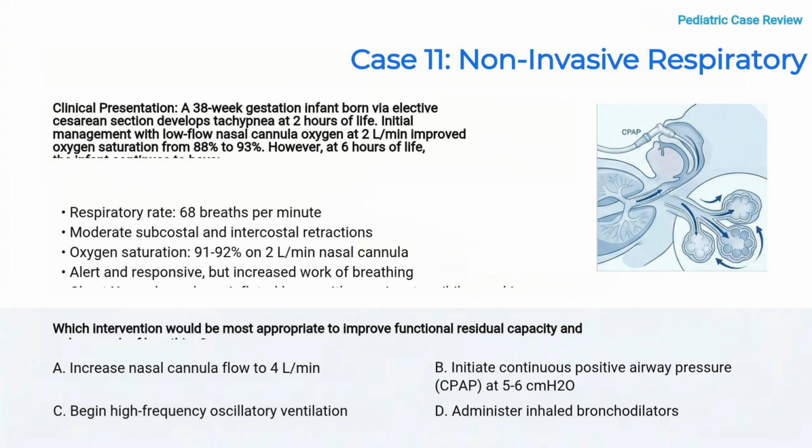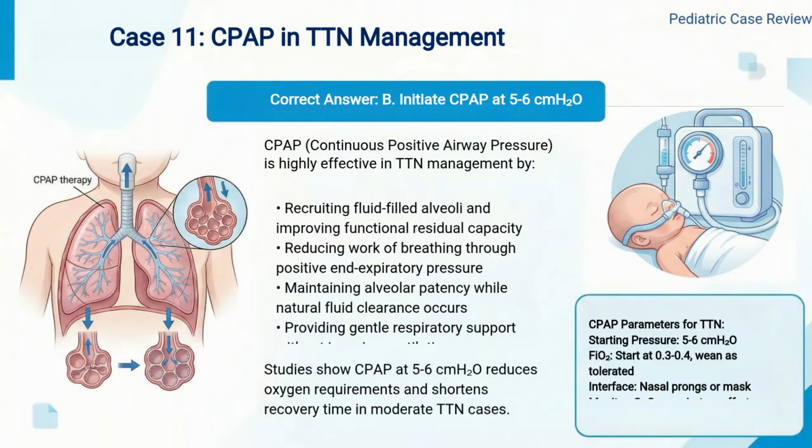Which intervention would be most appropriate to improve functional residual capacity and reduce work of breathing? Option A, increase nasal cannula flow to 4 liters per minute. Option B, initiate continuous positive airway pressure at 5 to 6 centimeters of water. Option C, begin high-frequency oscillatory ventilation. Option D, administer inhaled bronchodilators. The correct answer is option B. Initiate continuous positive airway pressure at 5 to 6 centimeters of water.